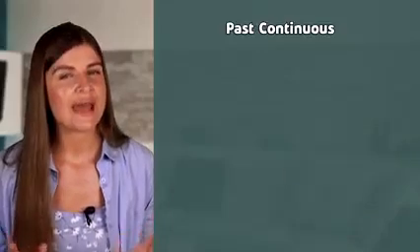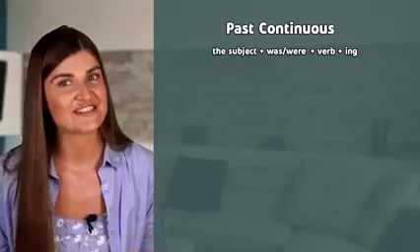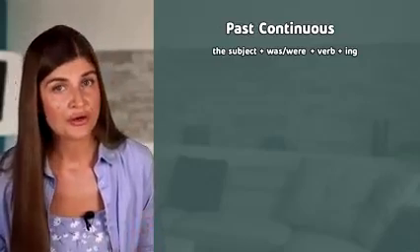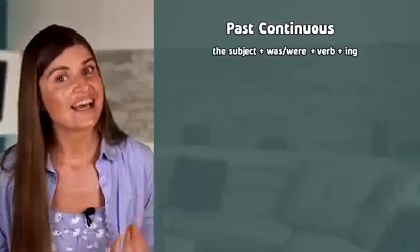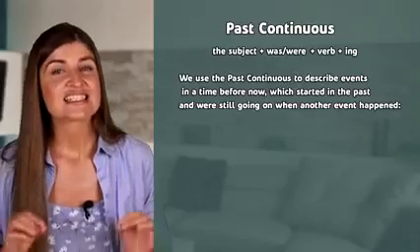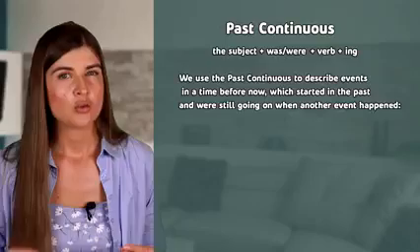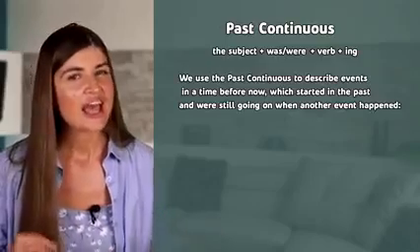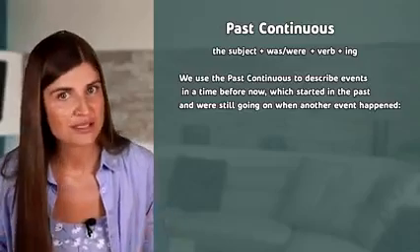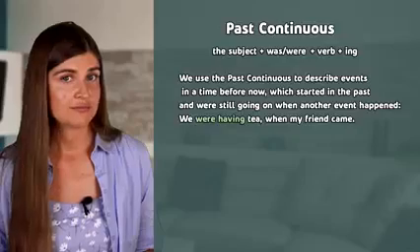Let's move on to the past continuous. The structure of the past continuous is the subject plus was or were plus verb plus ing. We use the past continuous to describe events in a time before now, which started in the past and were still going on when another event happened. We were having tea when my friend came.